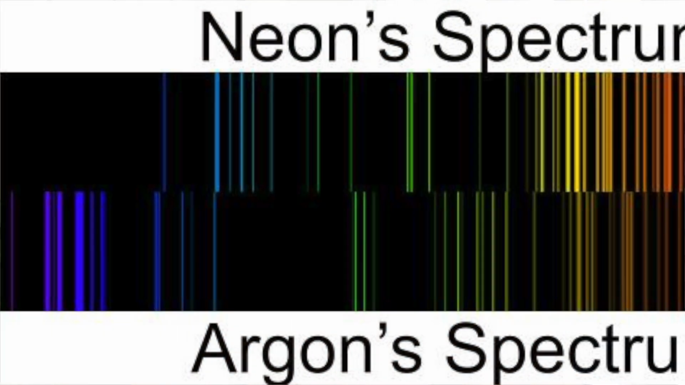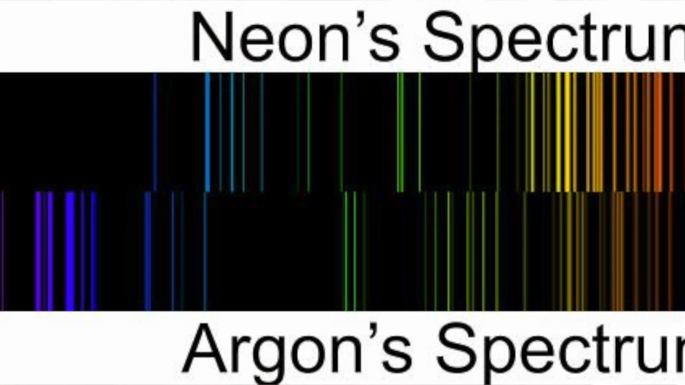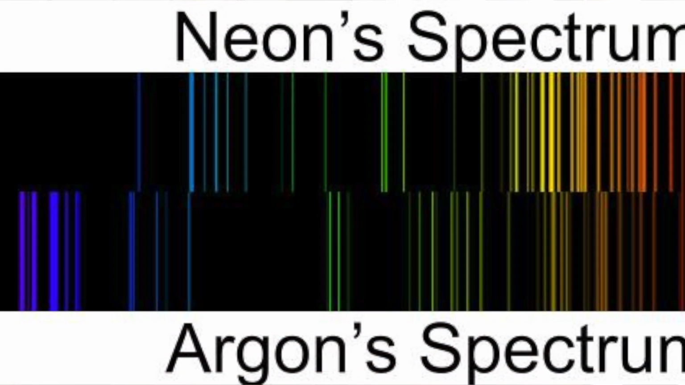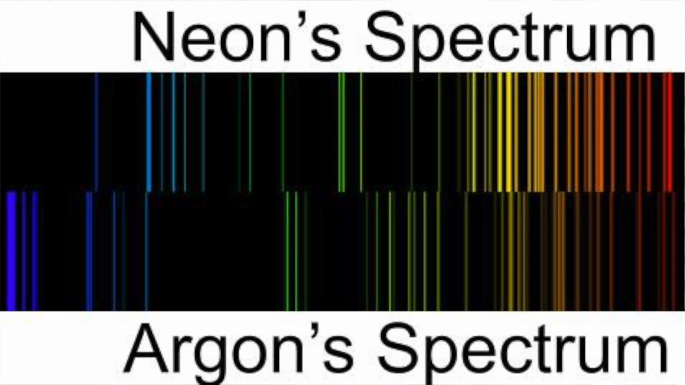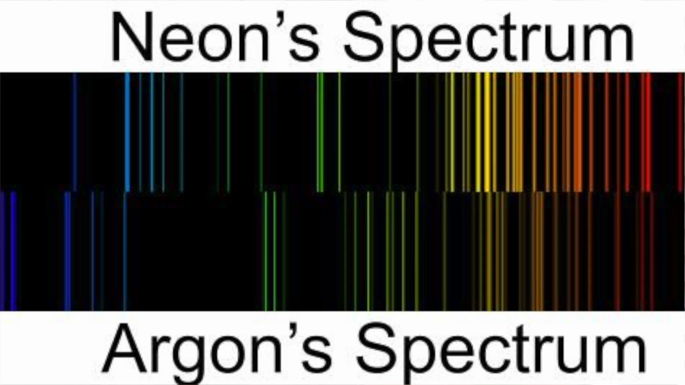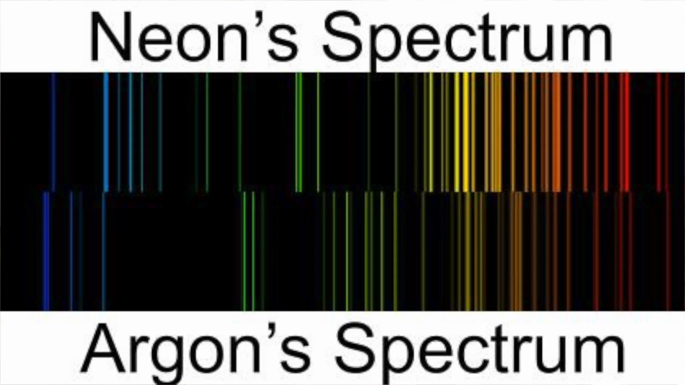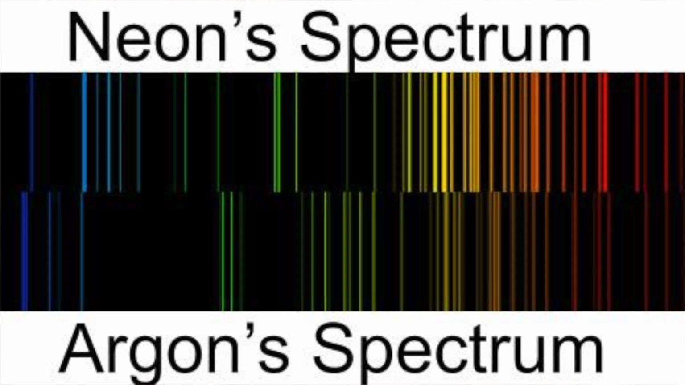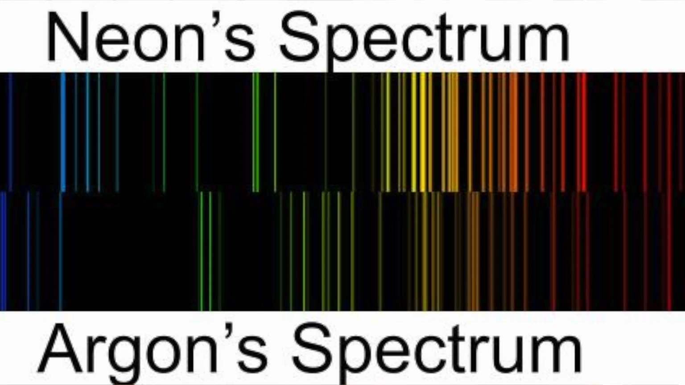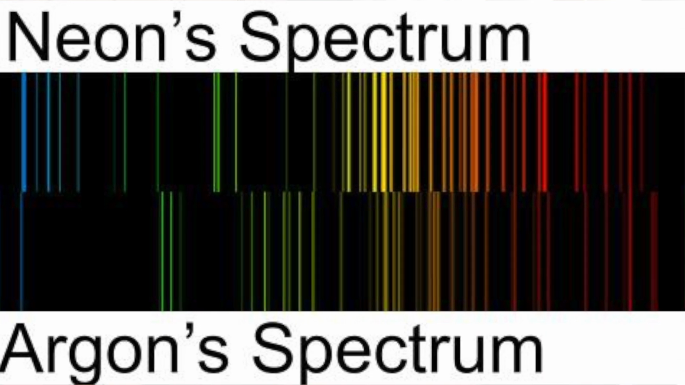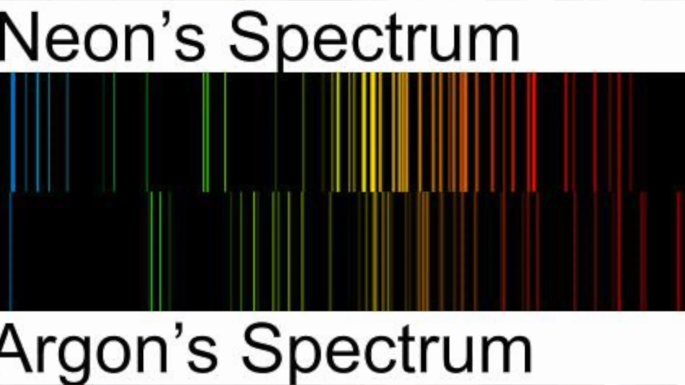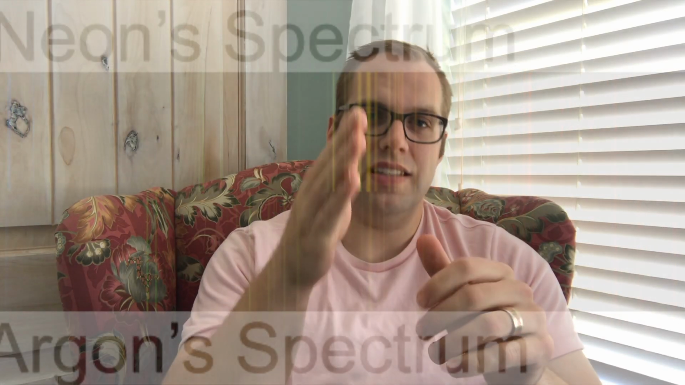Then when we unpackaged those lights and looked at them, we saw that they weren't made out of all the different colors, that they were actually made out of different distinct little lines of color. The neon one had a lot of reds and oranges, but then it had a few little greens and even a few blues if you could look really, really close. Argon's, on the other hand, had a lot of different colors all across the spectrum. But all the same, they have these distinct little barcode pattern lines.